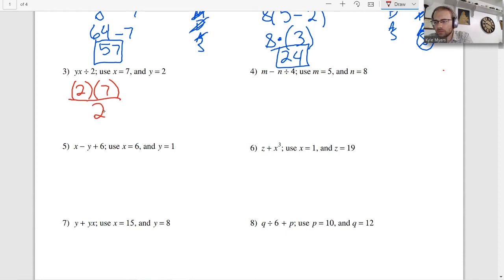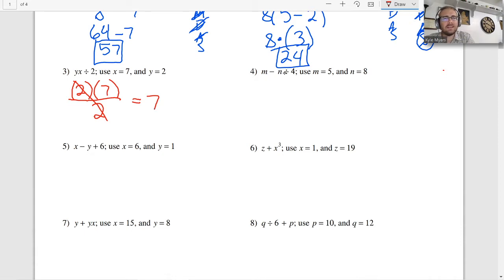Well, 2 is going to cancel here. Or you could multiply across. If you multiplied across, you would get 14 over 2, which is 7. Or you can just do it this way. There's a couple different ways to do that.